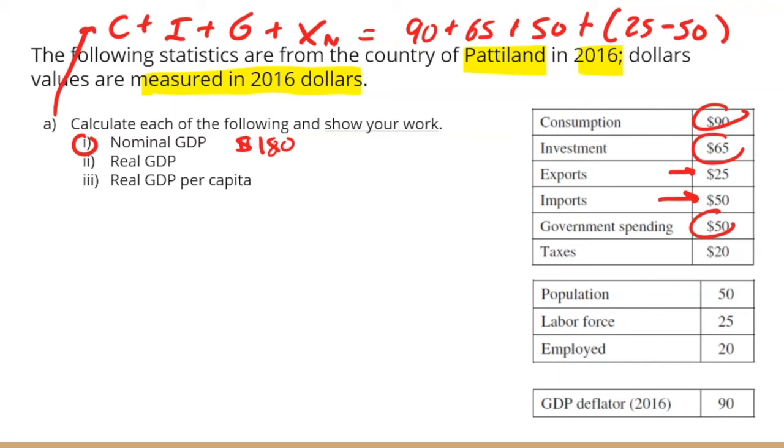So our nominal GDP is $180 here. So part 2, what is our real GDP then? We know our GDP deflator is 90. We know that our nominal GDP is 180. So we're going to have to use our GDP deflator equation.